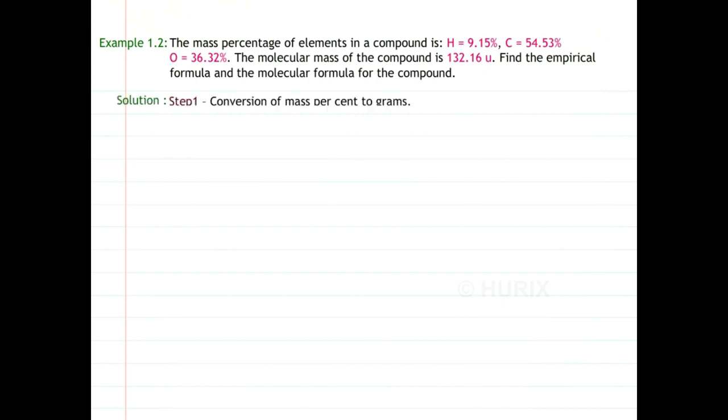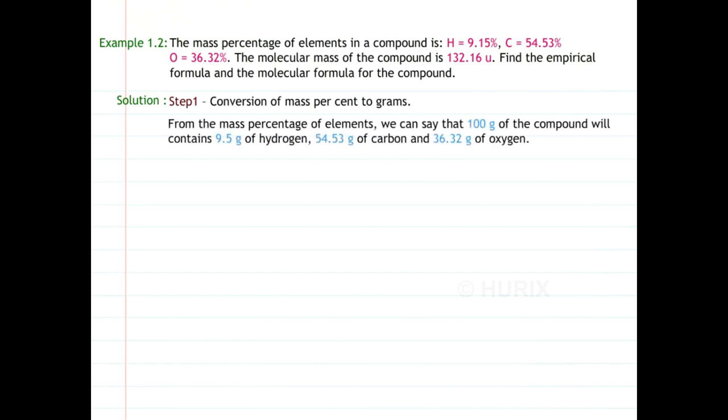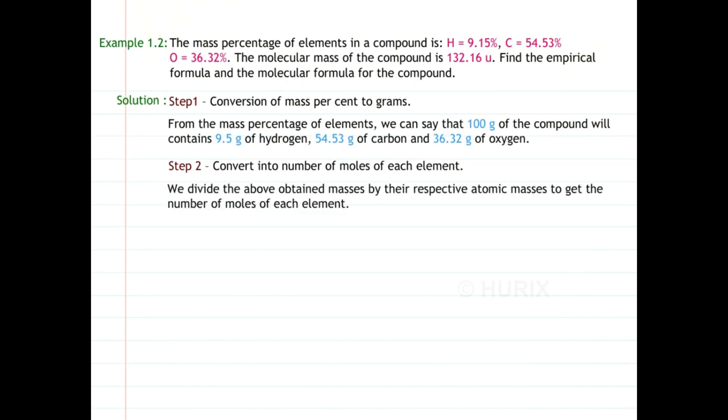Solution. Step 1. Conversion of mass percent to grams. From the mass percentage of elements, we can say that 100 grams of the compound contains 9.15 grams of hydrogen, 54.53 grams of carbon, and 36.32 grams of oxygen. Step 2. Convert into number of moles of each element. We divide the above obtained masses by their respective atomic masses to get the number of moles of each element.